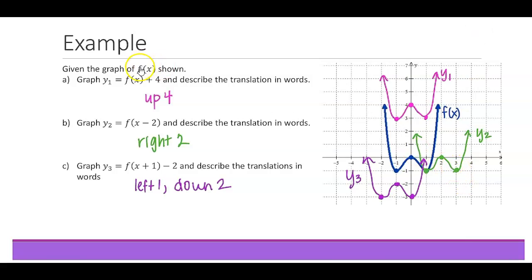So here our parent function isn't one of our basic functions, but the graph was given. So here's some graph of f of x, and we can still perform these translations to it once we recognize which direction to go, either up, down, left, or right.